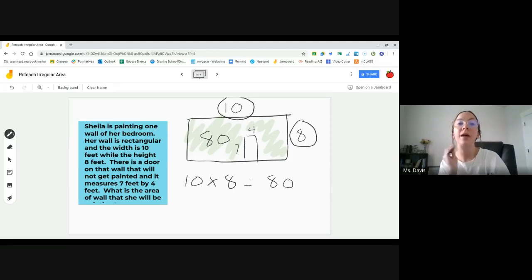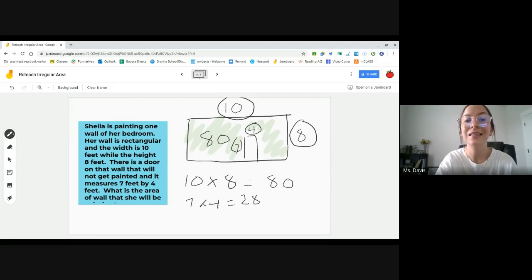But I don't want to paint the door. So I'm going to solve the area for the door, which was 7 and 4. And 7 times 4 is 28. And I want to take it out, which is subtraction. So I'm going to do a little 80 minus 28.